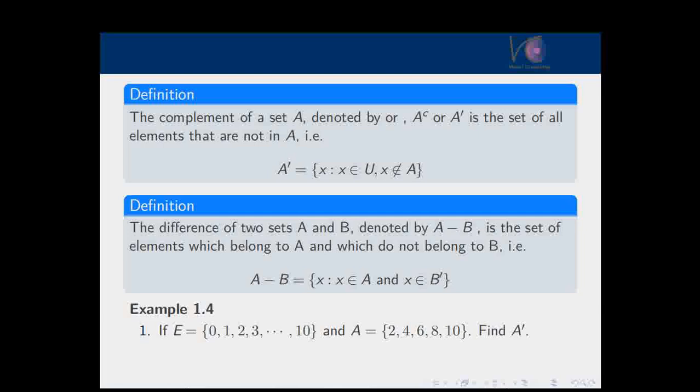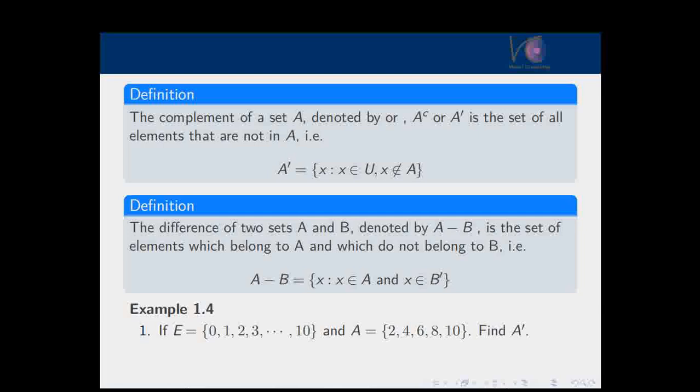And the third operation we talked about is the complement of a set. Remember, by complement, you are dealing with one set. It can be set A. So if you say the complement of set A, you are looking for the elements that are not in set A, but are in the universal set.